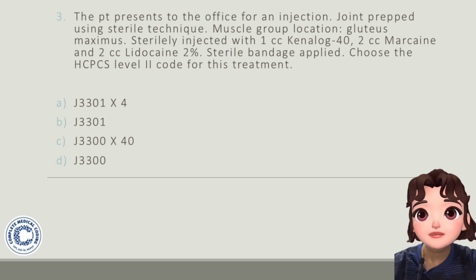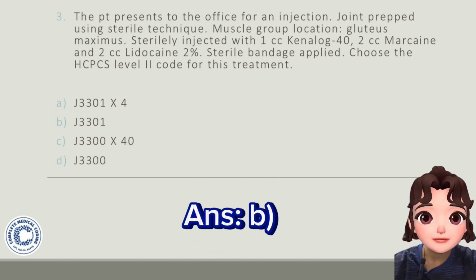But here in the description it is 10 mg. What is J3301? Option B, same. What is J3300? Option C, J3300 represents injection, the same injection, preservative free, 1 mg. We have here sterilely injected with a 1 cc, 2 cc and 2 cc, total is coming 5. So up to 10 mg we can code only one, which is the code J3301. No need for that times 4 which is mentioned in option A. So directly we got the answer as J3301. It is in option B.